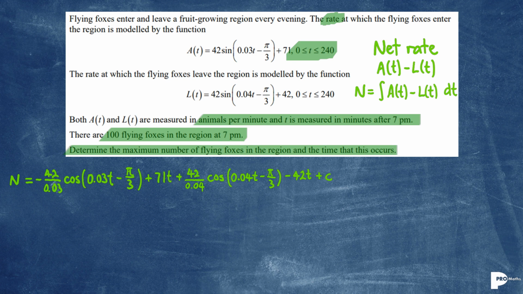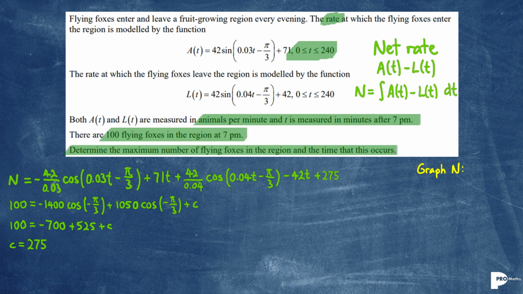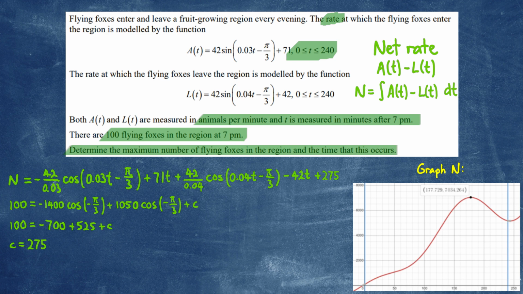Now you can substitute t equals 0 and n equals 100. So c works out to be 275. Okay, so you've got the function for the number of flying foxes at any time. Now just graph it from t equals 0 to t equals 240. Here's a Desmos graph. You can see that the maximum number in this domain is 7,034 to the nearest whole number. And the time that occurs is approximately 178 minutes after 7 p.m., which is 9:58 p.m.